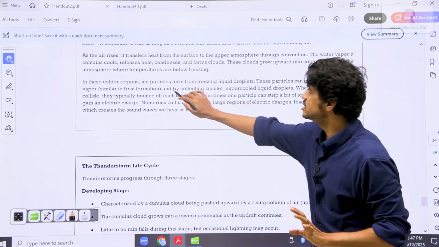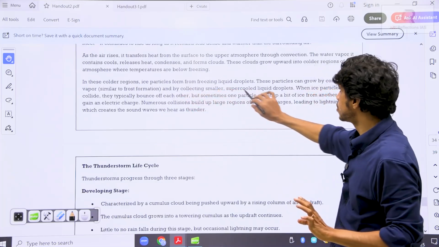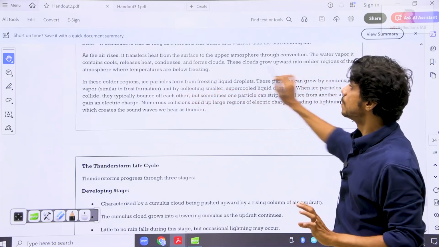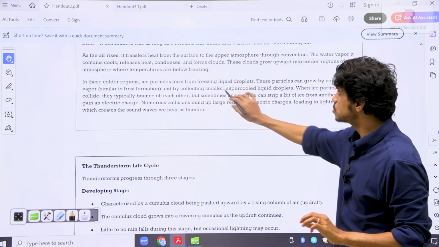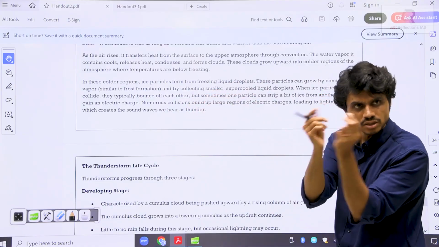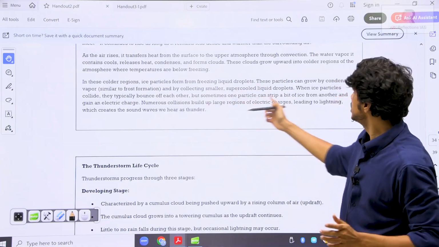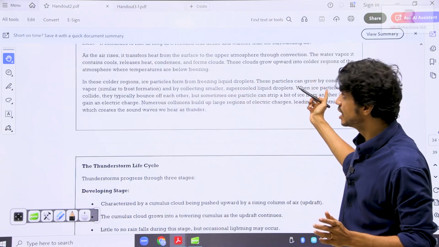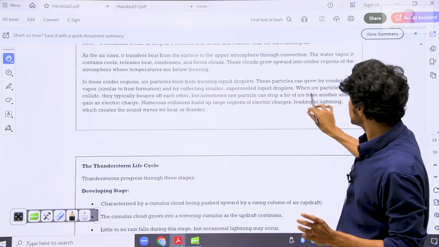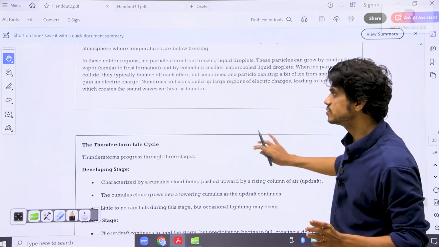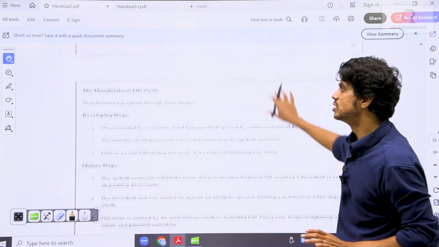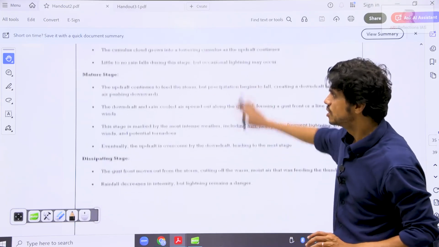See, in the colder regions, ice particles form from freezing liquid droplets. These particles can grow by condensing vapor and by collecting the smaller ice crystals, condensation happening, the smaller ice crystals getting condensed and they will grow in size and they will become bigger ice particles. These ice particles can slip and fall down in the form of the rainfall. So this is the developing stage.